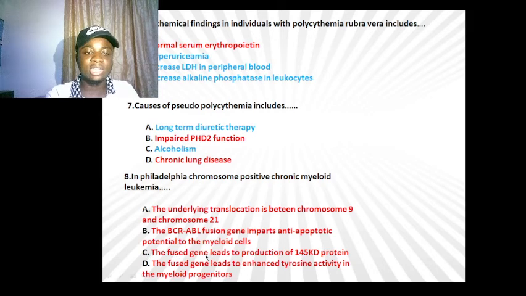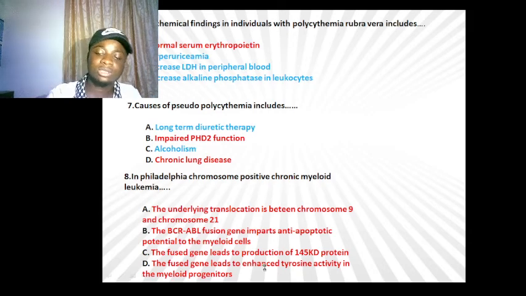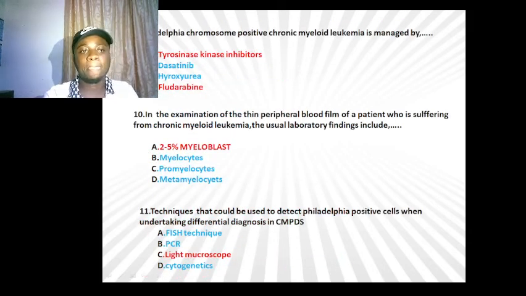C, the fused gene leads to production of 145 kilodalton protein. No, it's not true. It's 210 kilodalton protein in those with Philadelphia positive. So this one is false. The last one, the fused gene leads to enhanced tyrosine kinase activity in the myeloid cells. So the fused gene leads to enhanced tyrosine kinase activities in the malignant cells, not the myeloid cells. Okay, very important.